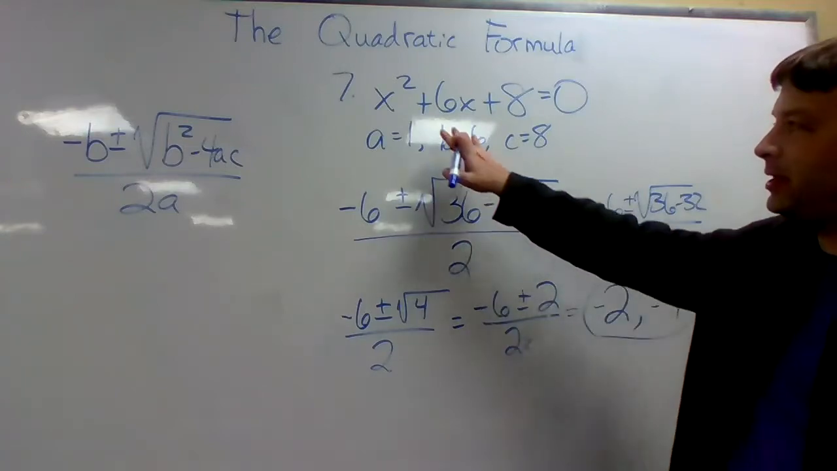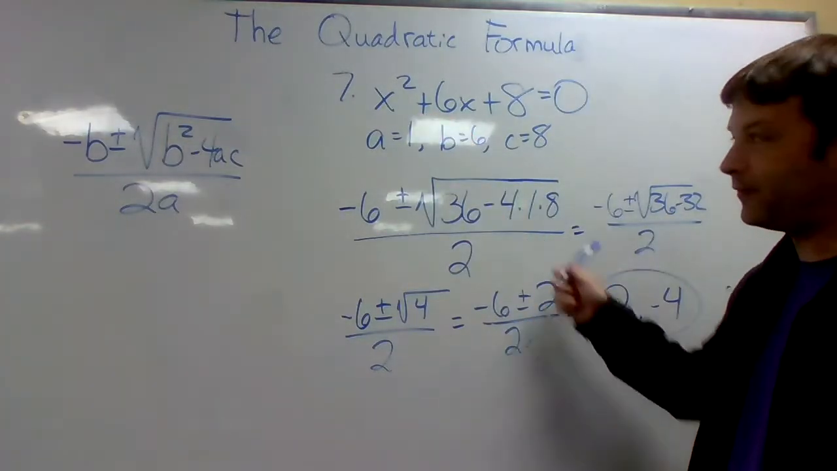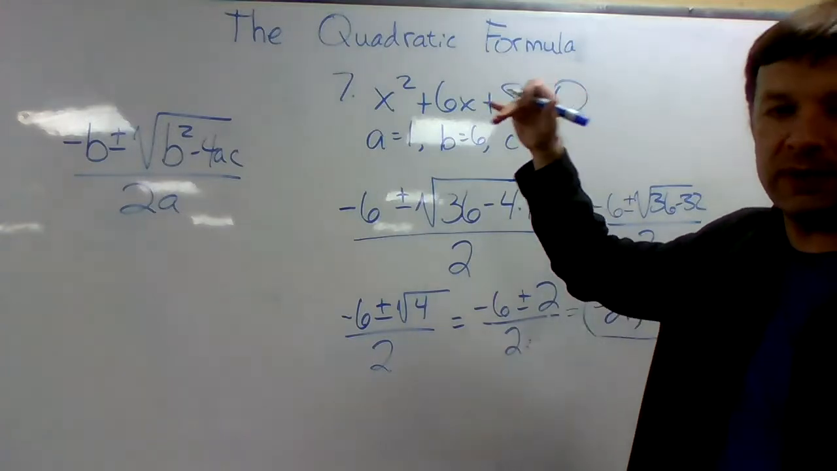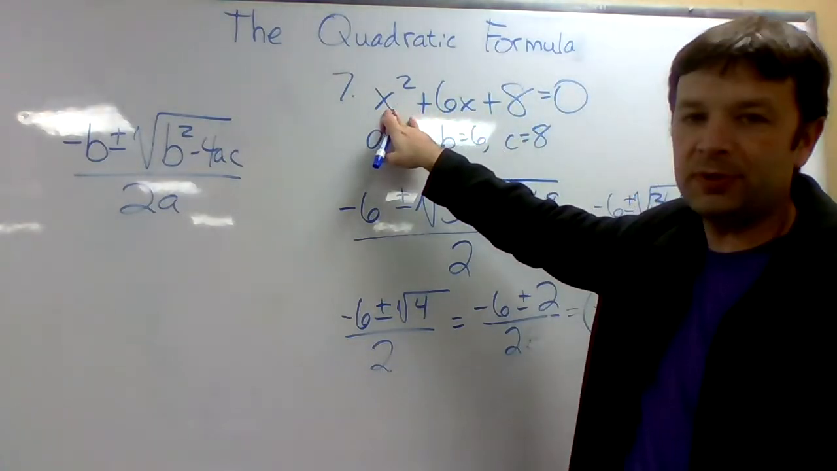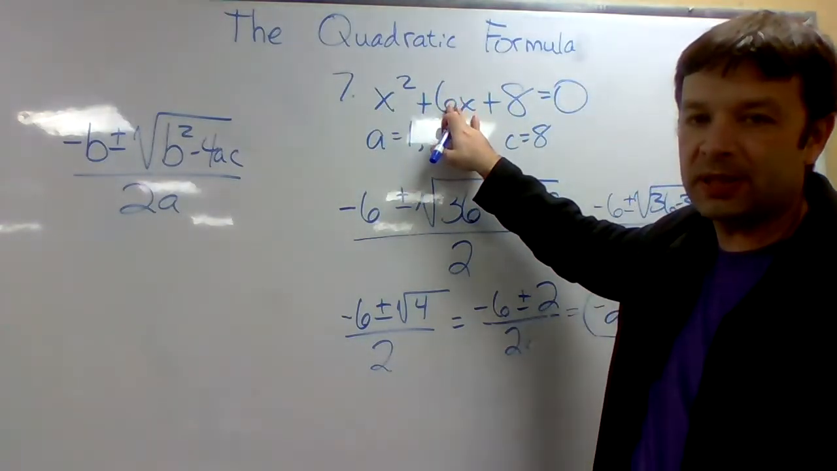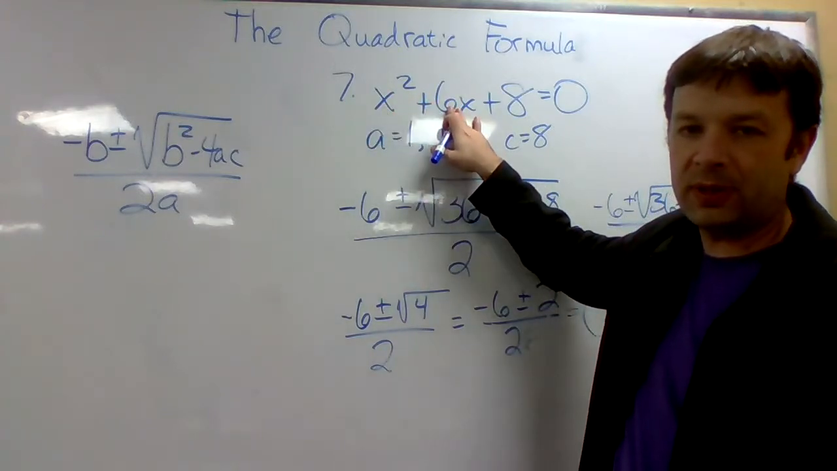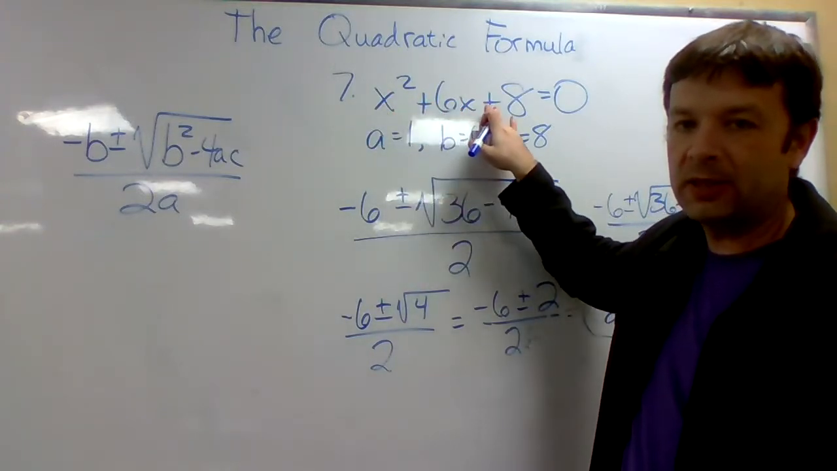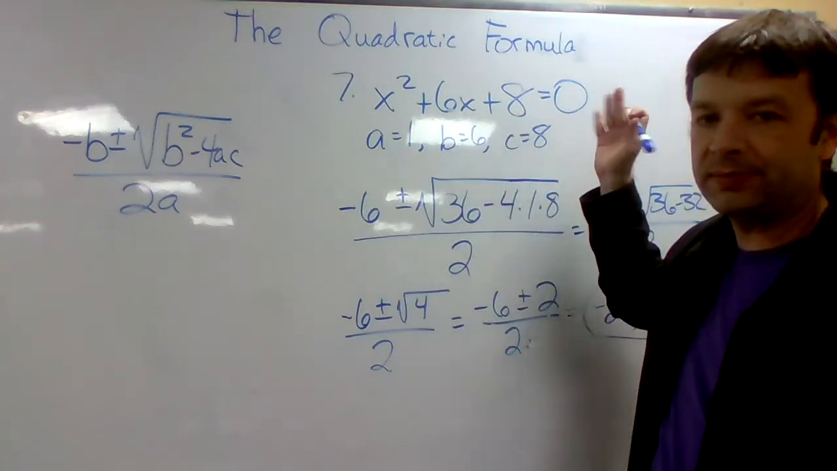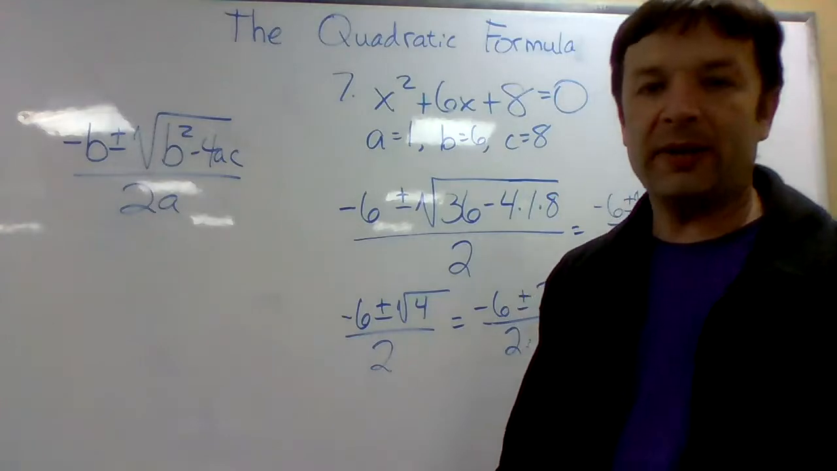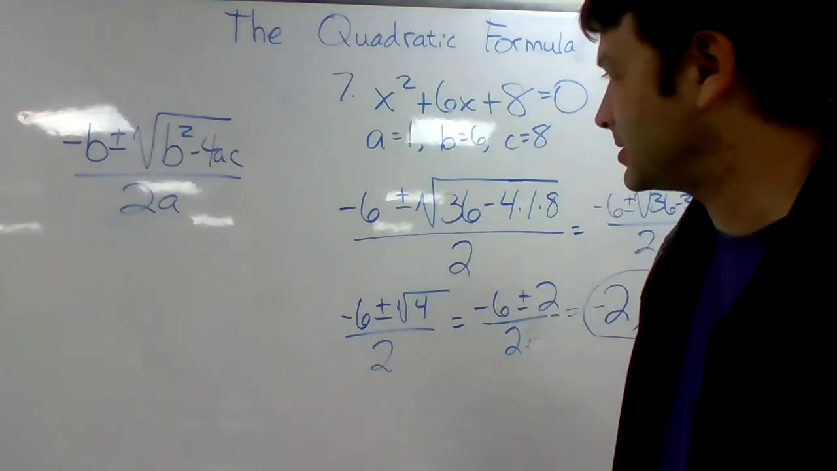If you plug either of those in, negative 2 or negative 4, you'll see that it works in this equation. I'll plug in negative 2 just for fun. Negative 2 squared is positive 4. 6 times negative 2 is negative 12. 4 plus negative 12 is negative 8. Plus 8 is 0. So negative 2 works. And if you plug in negative 4, you should get that it works also. So that's it. Number 7.